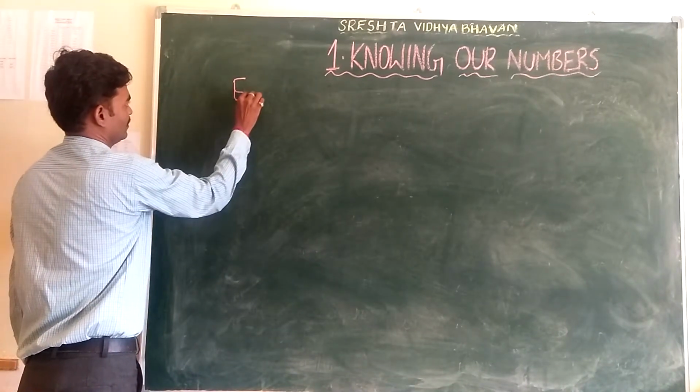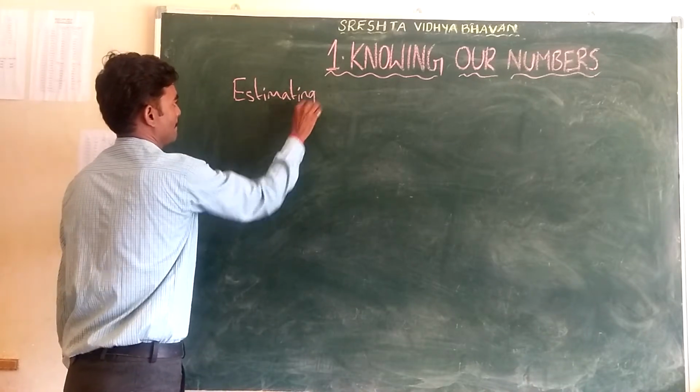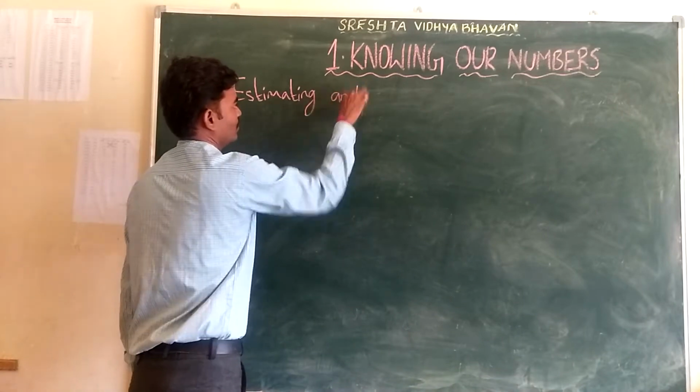Next topic is estimating and rounding of numbers. Now, we already discussed the meaning of estimation or estimating. Estimating is the rough value, the rough value or approximate value. Okay, now we are discussing the rounding of numbers.